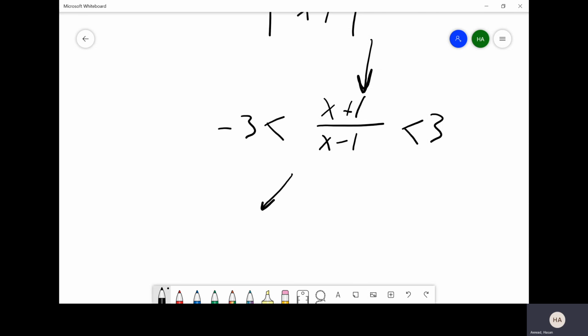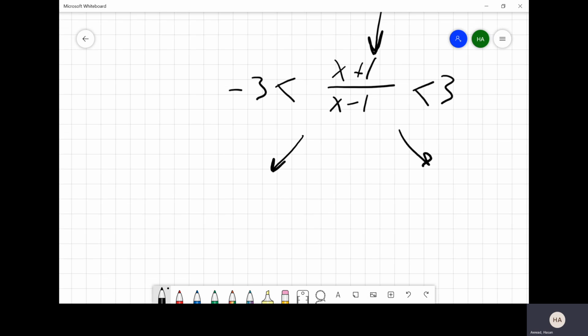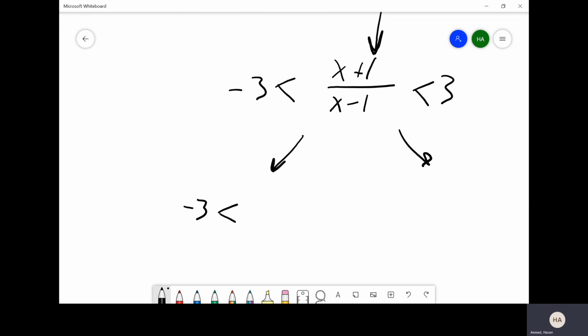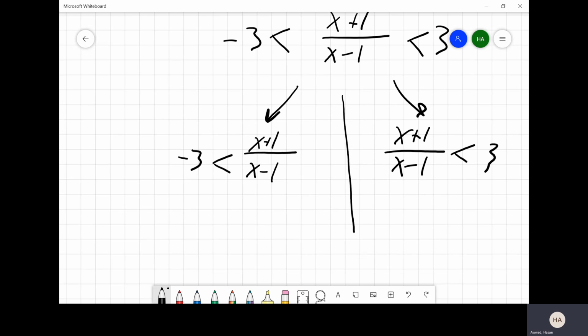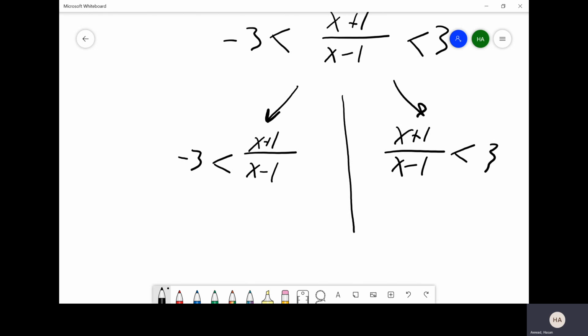So splitting them up, we get negative 3 is less than (x plus 1)/(x minus 1), and (x plus 1)/(x minus 1) is less than 3. So from here, what we have to do is solve both of these. And the reason that I probably won't be putting these on a quiz is because this is too much work to expect for you guys when you have other questions to do.